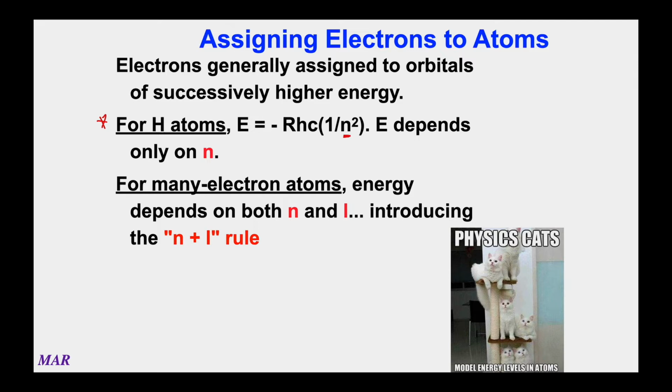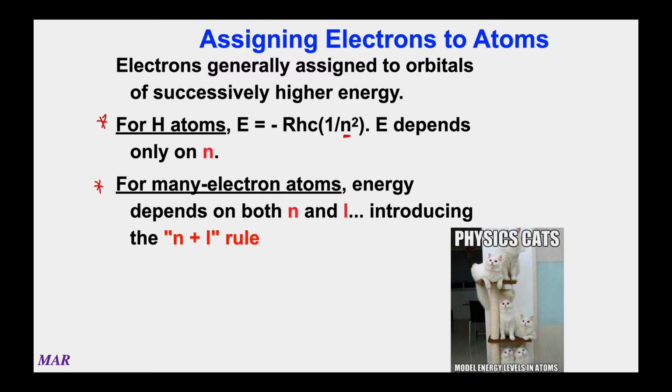But when you have more than one electron, Bohr's rule doesn't work very well. It's basically safe to say that when you have more than one electron, the energy depends not on just n, but on n and l. So the so-called n plus l rule is just the fancy version of what Bohr did. Instead of having just an n dependence, there's actually an n plus l dependence.